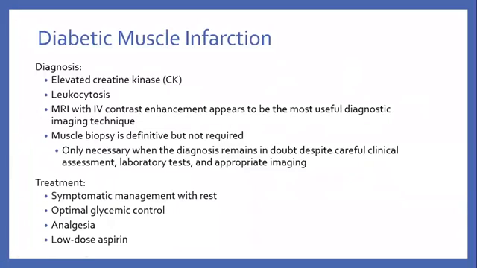Diabetic muscle infarction can be diagnosed with an elevated creatinine kinase, leukocytosis. MRI with IV contrast enhancement appears to be useful in diagnosing. A muscle biopsy is definitive but not required. It's only necessary when the diagnosis remains in doubt, despite careful clinical assessment, lab tests, and appropriate imaging. Treatment involves just symptomatic management with rest, optimizing glycemic control, analgesia, and low-dose aspirin.